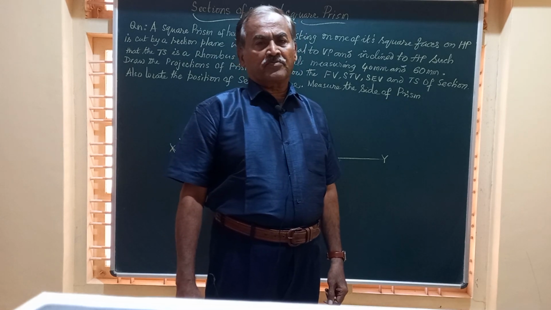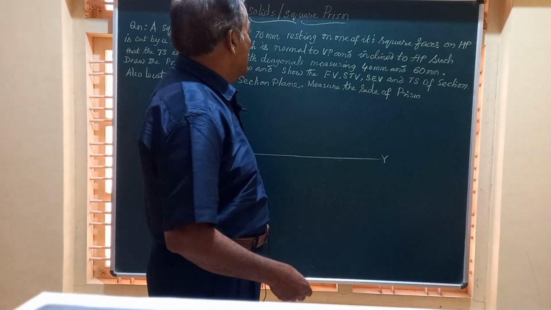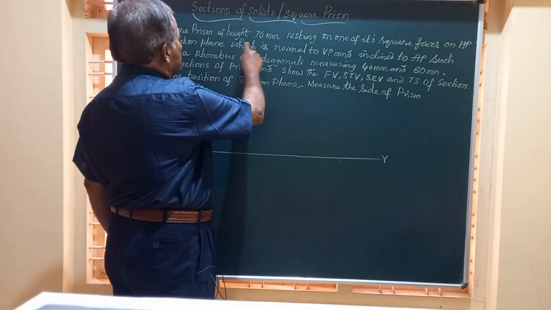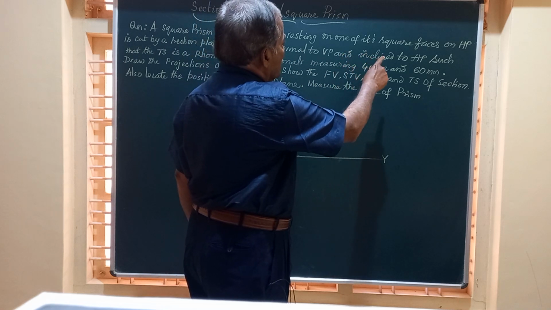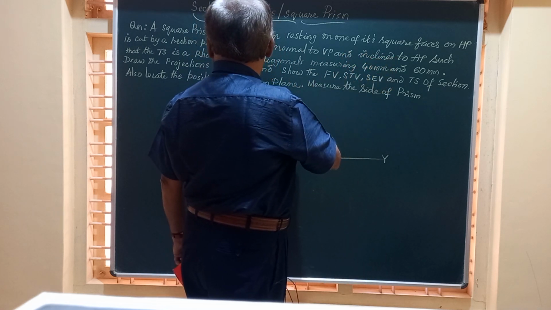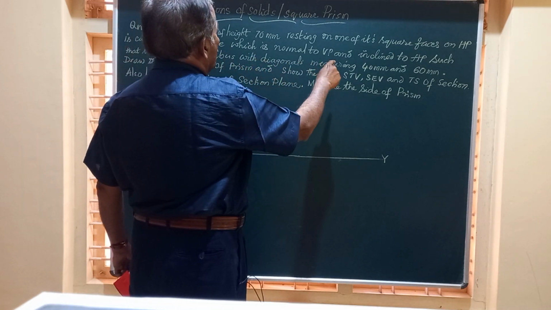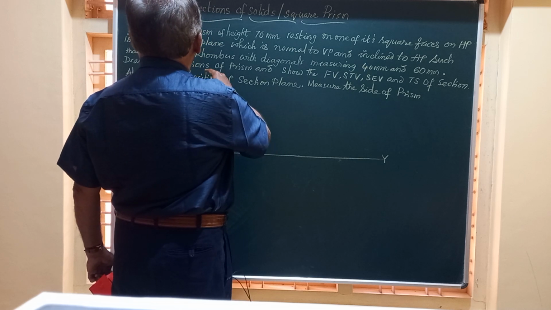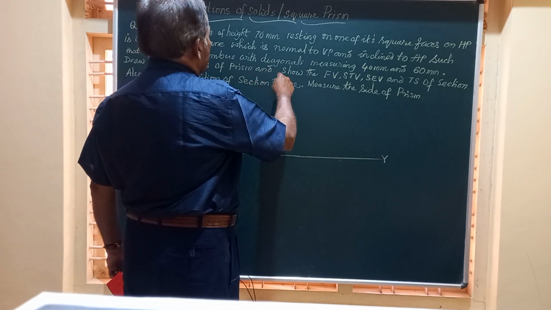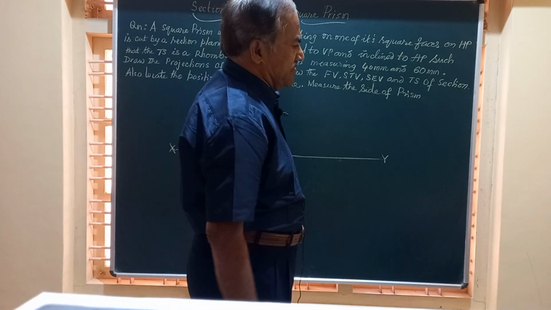In today's session we are going to work out a problem on the section of a square prism. The question reads like this: a square prism of height 70 resting on one of its square faces on HP is cut by a section plane which is normal to VP and inclined to HP in such a way that the true shape is a rhombus with the diagonals measuring 40 and 60.